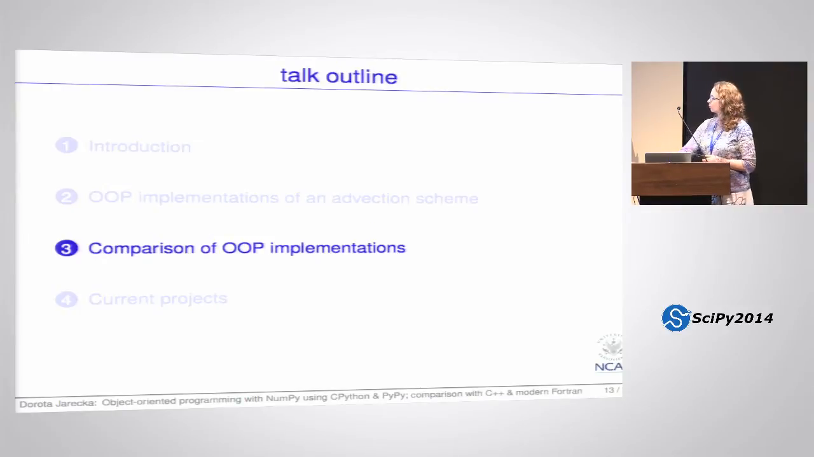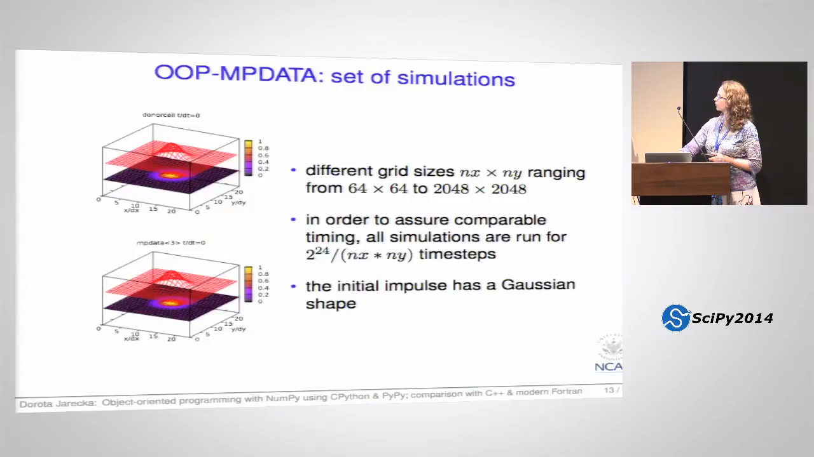So now I will compare this. I won't show the code for C++ and Fortran, but I will just compare performance and some trade-offs. What we've done were simple experiments. At the beginning we had a Gaussian shape, and we ran different simulations for different sizes of our domain, starting from 64 by 64 to 2048. And the time of the simulation was normalized to have more or less the same time for all simulations.